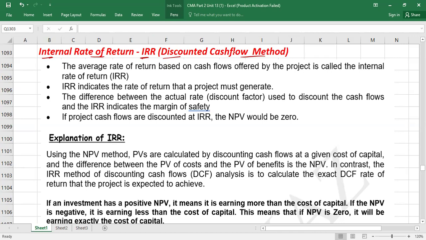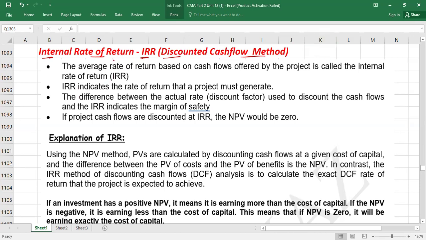Usually when we calculated net present value last time, net present value always provides us the answer in digits, in dollars. That is why it is called an absolute approach. But on the other hand, IRR is going to provide us the answer in percentage. So that's why it's called rate of return. The IRR is the average rate of return based on cash flows offered by a project. So IRR is a relative approach.